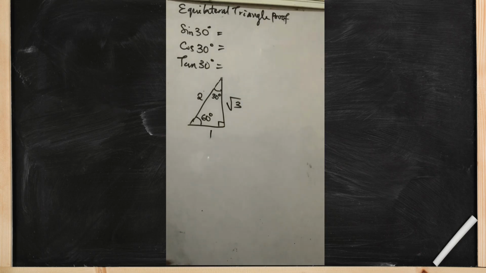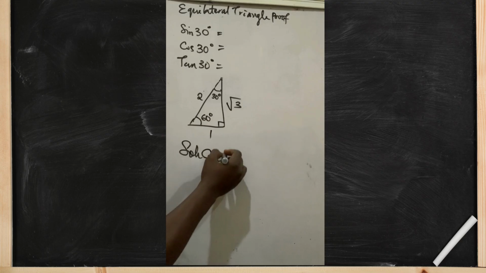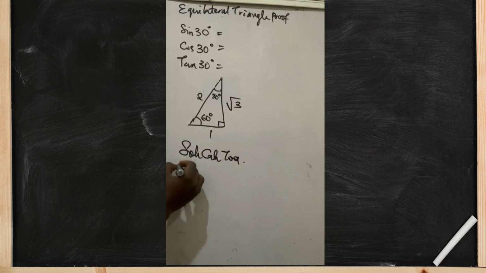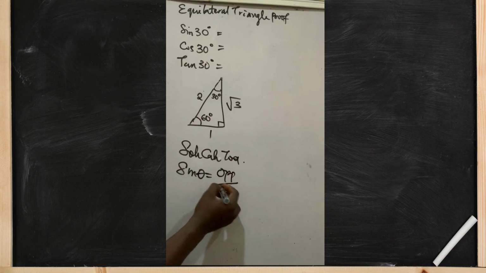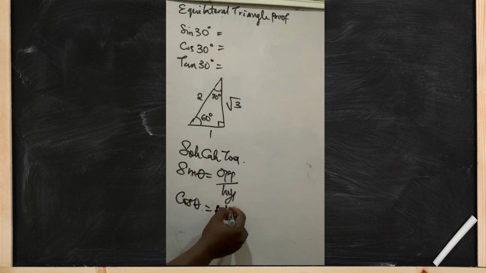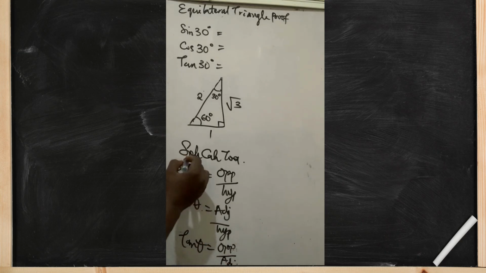You remember from the previous class, we mentioned something on SOHCAHTOA. And SOHCAHTOA means sine theta equals opposite over hypotenuse. Then cos theta equals adjacent over hypotenuse. Then tan theta equals opposite over adjacent, considering SOHCAHTOA. So we're going to be applying that here.